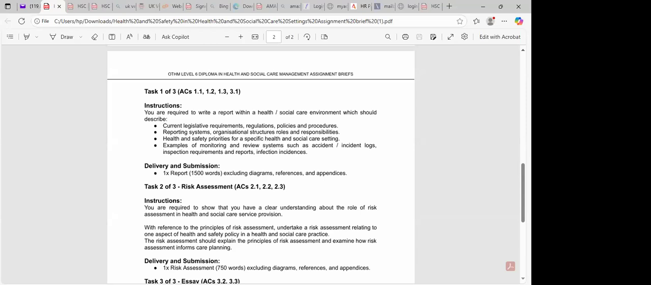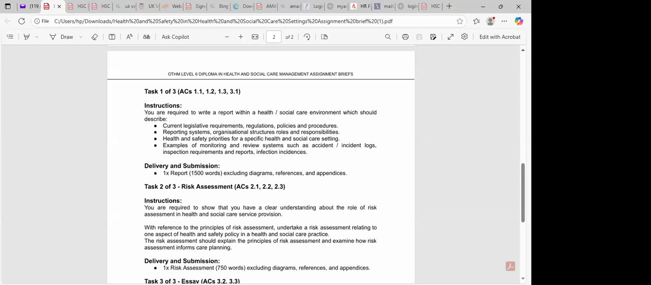You know about RIDDOR? What's that, please? I think they regulate the reporting of work-related injuries and diseases for healthcare providers. Yeah, it's not the regulate, but it's a policy. It's a policy for incidents.